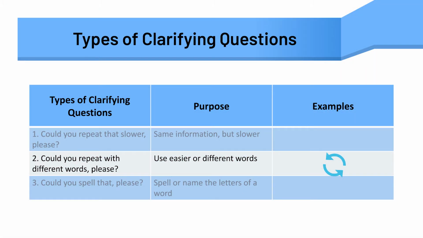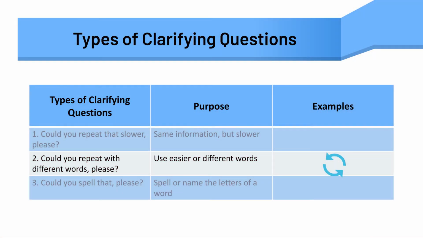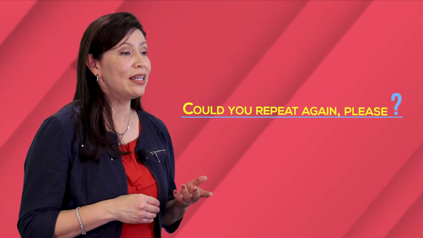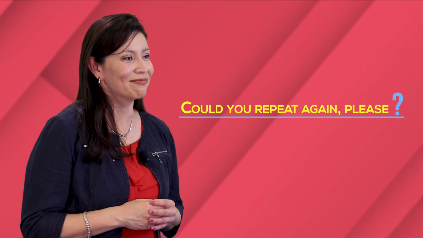Great. Question 2 is used when we need help understanding vocabulary. We have a doubt? The question will be repeated the same way but using different words. Think of a circle or a replay symbol to signify substitution. Repeat after me. Could you repeat again, please? Sweet. You are doing great.